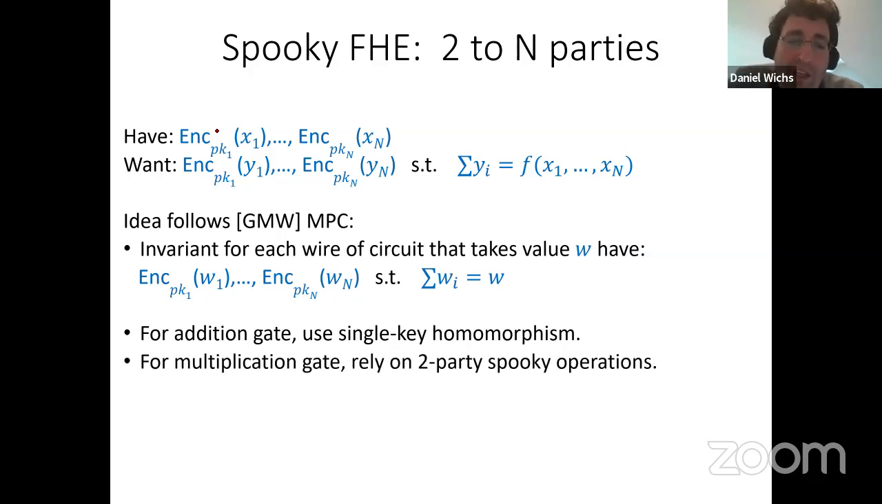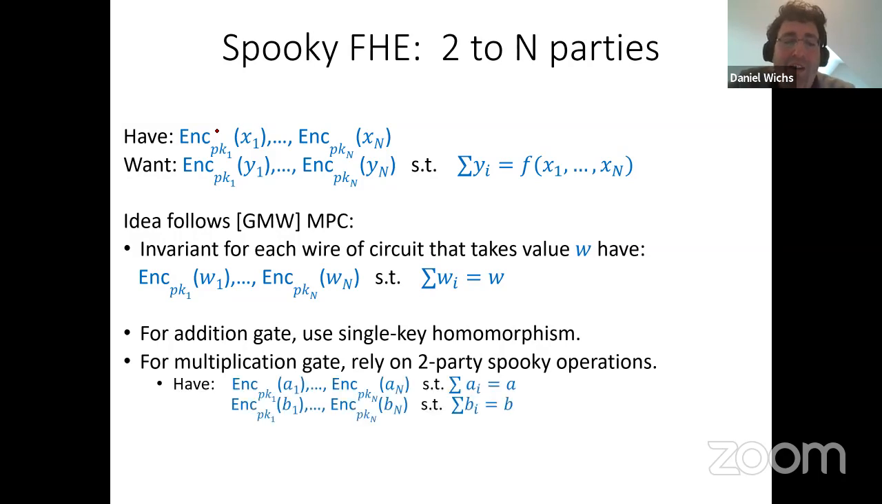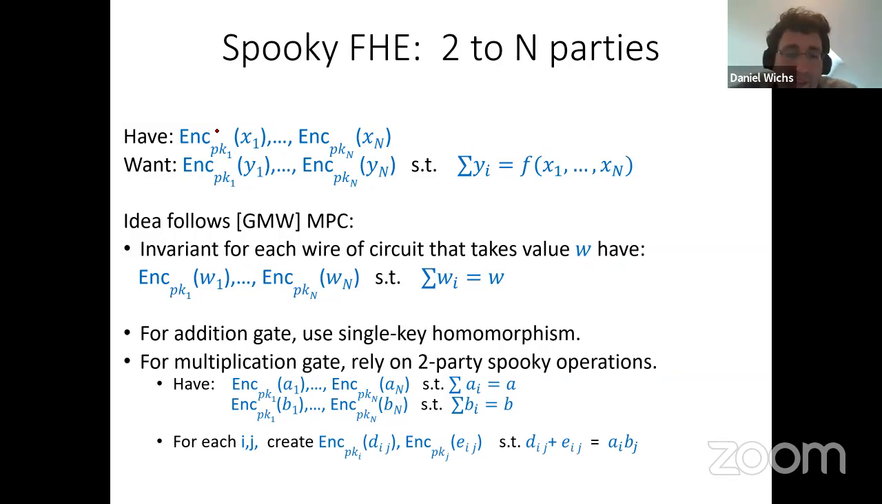For a multiplication gate, it's a little more complicated, but I'm going to rely on the fact that I have 2-party spooky operations. I can take inputs of 2 parties and come up with 2 encryptions that are an additive secret sharing of the product of these inputs. So in particular, I have encryptions of some values a1 up to an that sum up to a, and encryptions of values b1 up to bn that sum up to b. And I'm trying to come up with encryptions of a secret sharing of the product a times b.